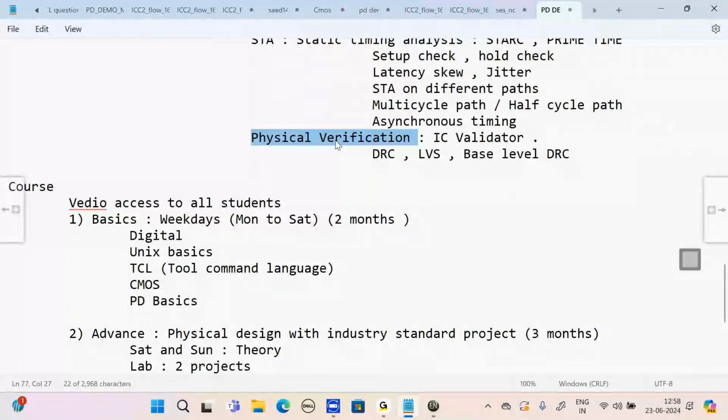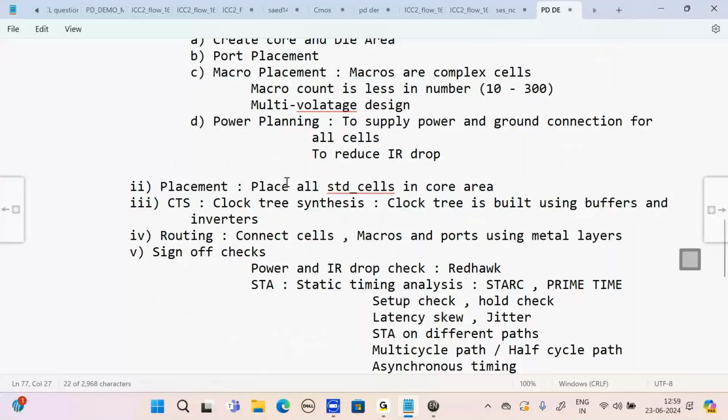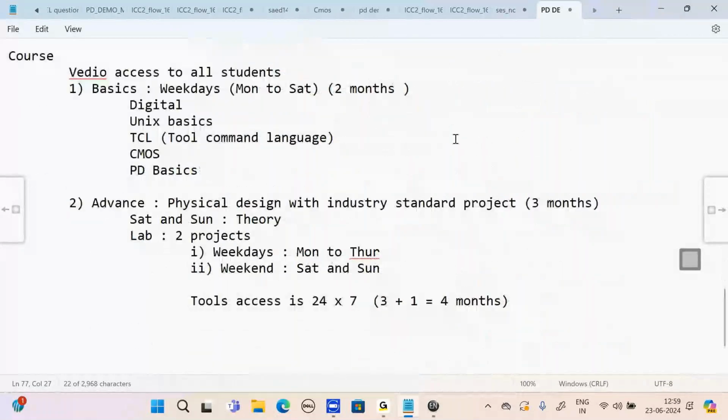One mock interview is for sure. In between, somewhere after floor plan or after CTS, we'll conduct the mock interview once. See, the mock interview is not like that. If you don't clear, we are not going to consider you for placement. If you don't clear, again you can take up the mock interview when you are prepared.